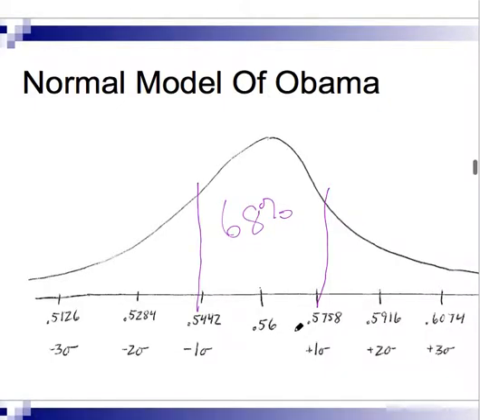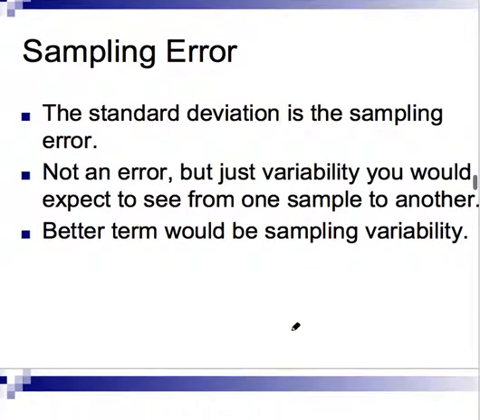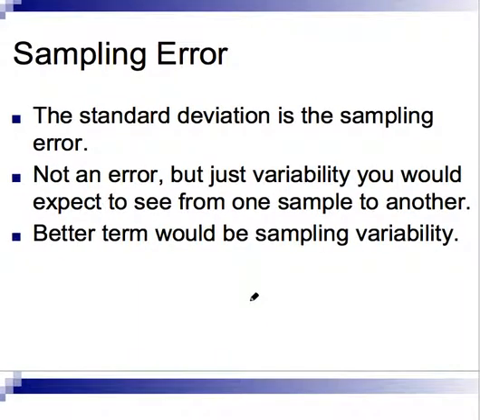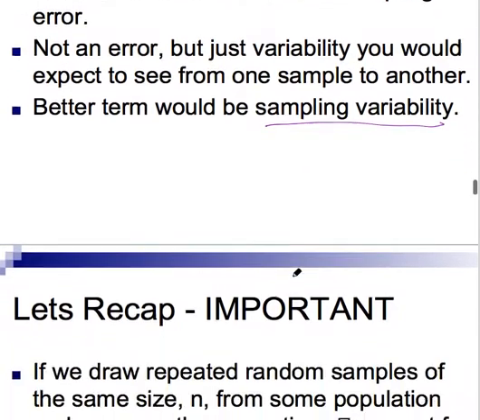Okay, all right. The next thing we have to talk about is sampling error. So the standard deviation is really what the sampling error is. It's not really an error, although that's what they call it. It's really just how much the values are going to vary. So a better term would be sampling variability. So that is an important thing to note, that sampling error is the standard deviation. It's how much off the center the data will be. So sampling error and sampling variability are the same thing.